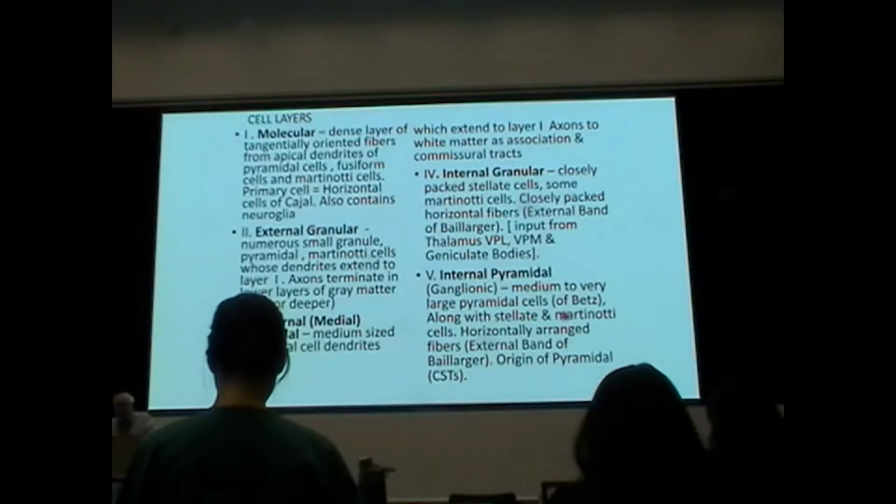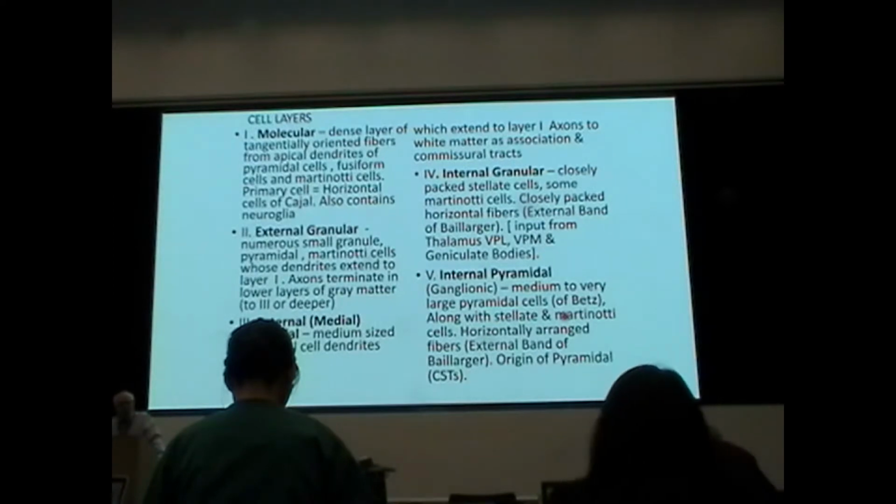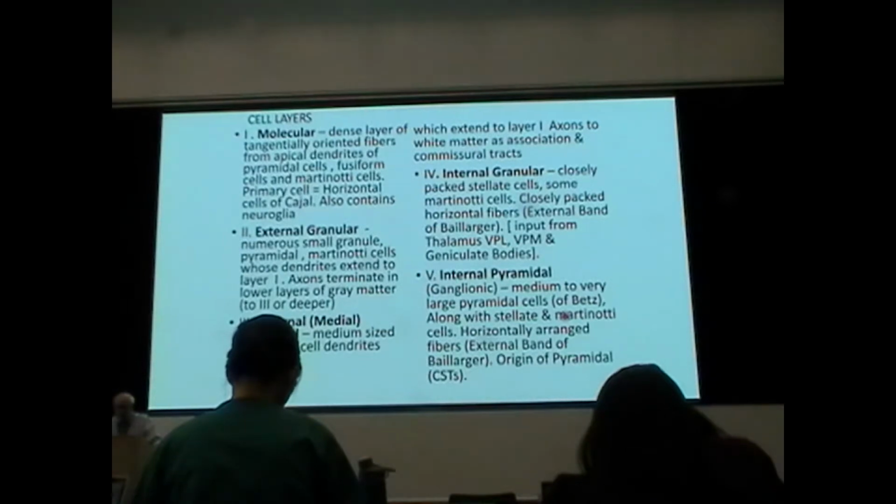The next layer is what I was talking about before. This is the internal pyramidal layer, or it's sometimes called a ganglionic layer. These are the medium to very large pyramidal cells described by Betz. These are the pyramidal cells of Betz. These are very large pyramid-shaped nuclei. These are the beginnings of the corticospinal system. You will see large aggregations of these both in the precentral gyrus, but also in the supplementary motor cortex associated with movement patterns. So there's also stellate cells and Martinotti cells.